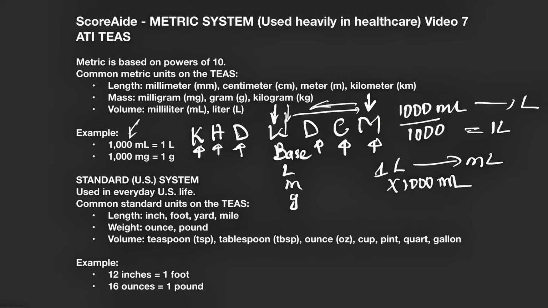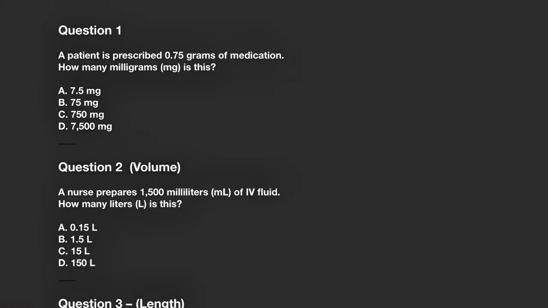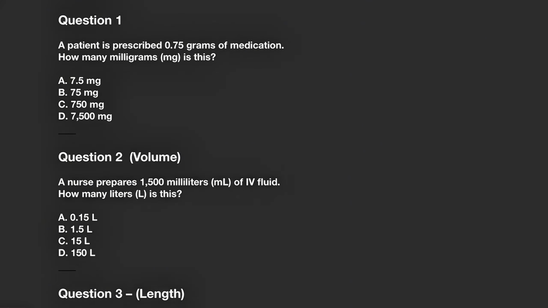So whenever you're moving, you're multiplying or dividing. When you move to the left, you have to do what? Divide. When you move to the right, you have to multiply. That is that. But you don't need to cram anything. The conversion rates will be given during your exam. Now let's go ahead and look at some examples.